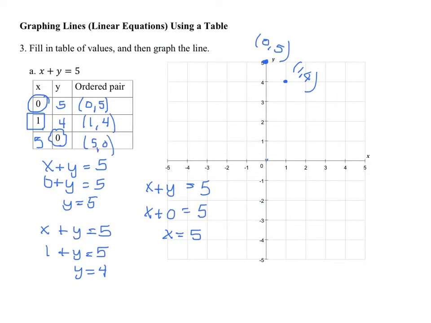I start at the origin. I'm going to go over 5 on the x-axis, not going up or down on the y. There it is. And now I can actually graph this line. What line is it? It's the line that represents x plus y is equal to 5. And any single point along this line will work in that equation.